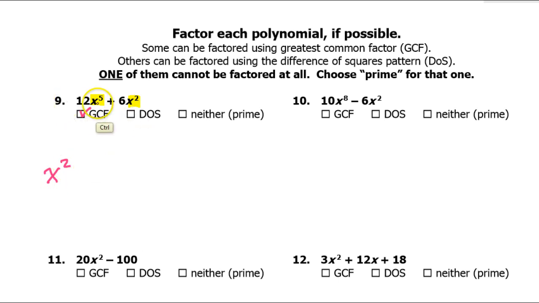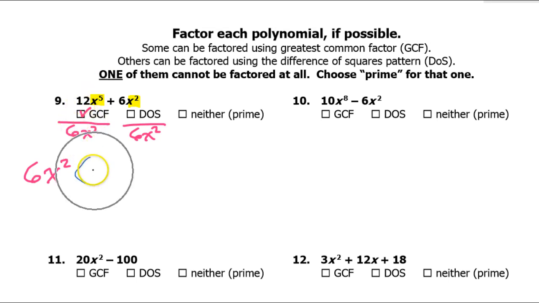Now look at the number part. What's the biggest number that goes into 6 and 12? Well, 6 itself. 6 goes into both of these. So this is my GCF. Okay, if I want to know what is going to go inside of my parentheses, I need to divide both of these by the GCF. So I need to divide by 6x squared. All right, and that will tell me what goes in the parentheses. So 12 divided by 6 is 2.